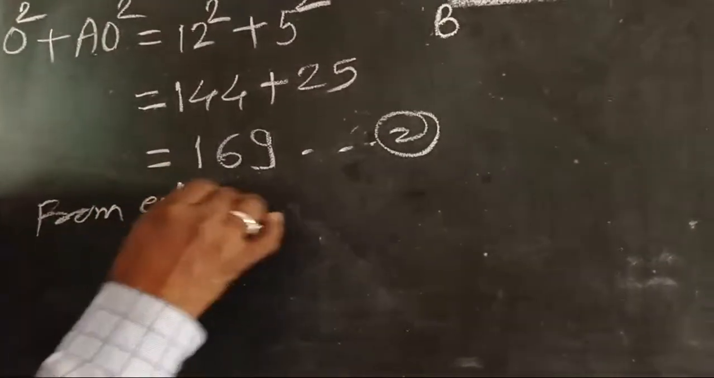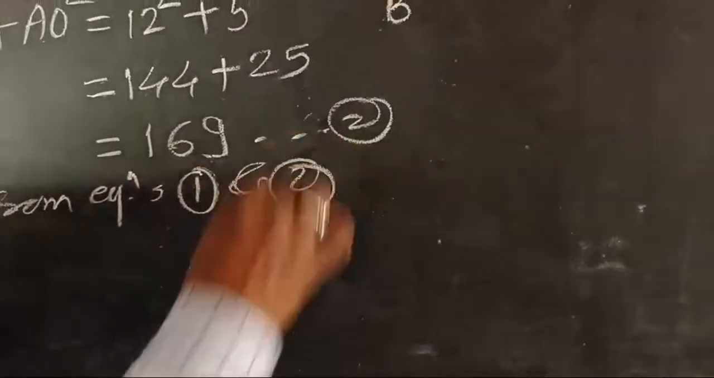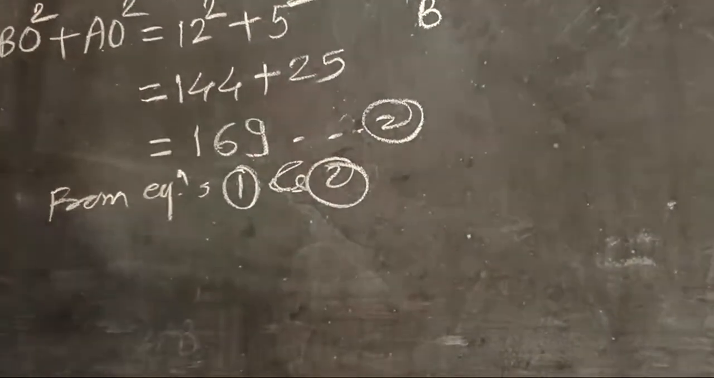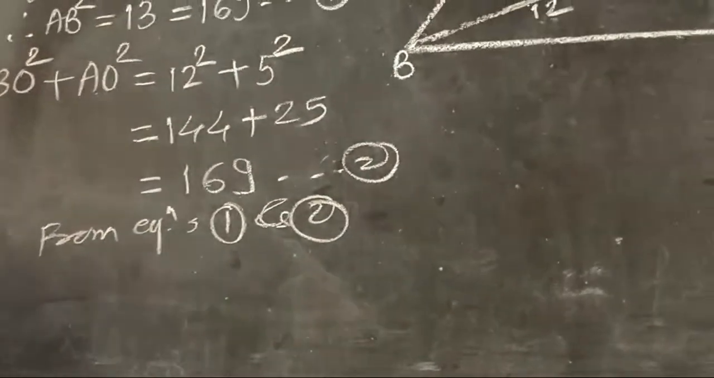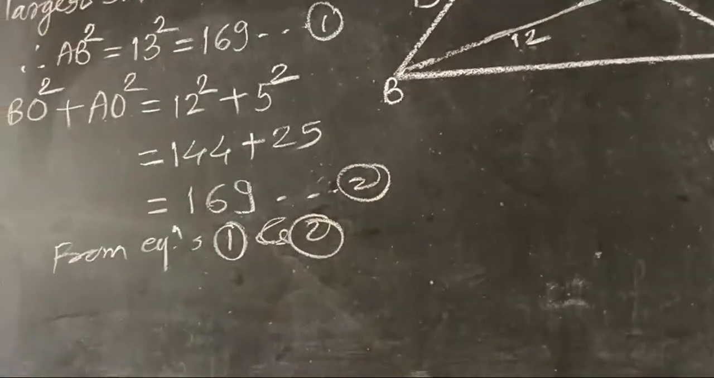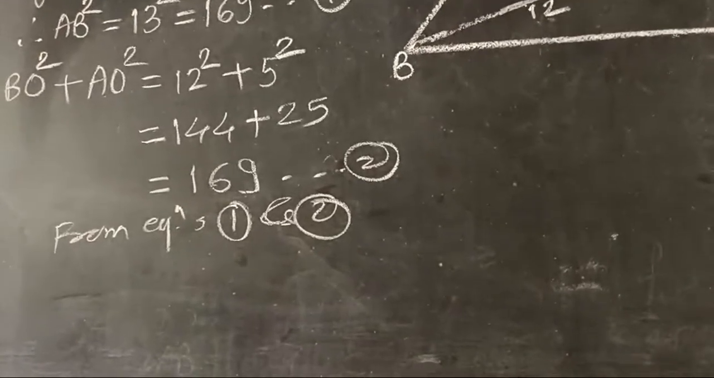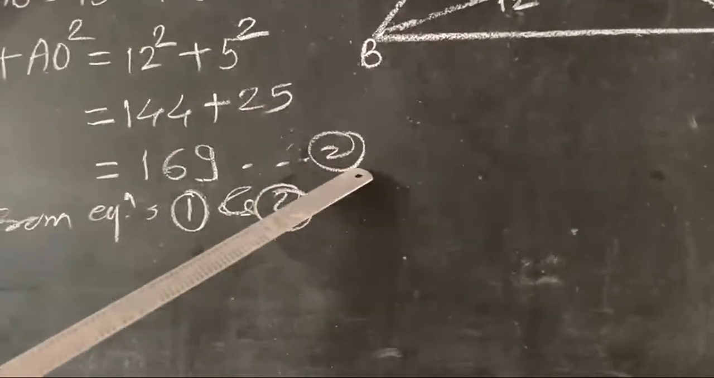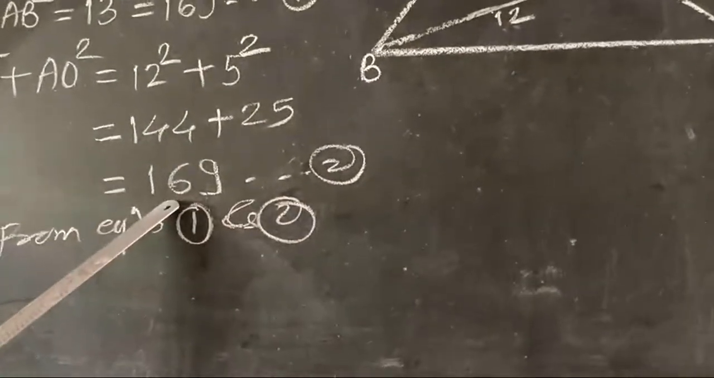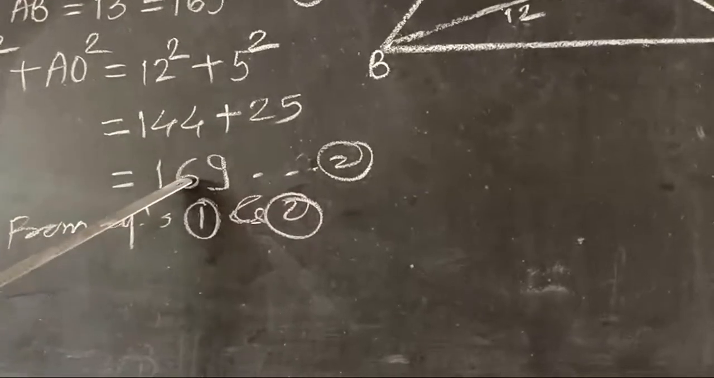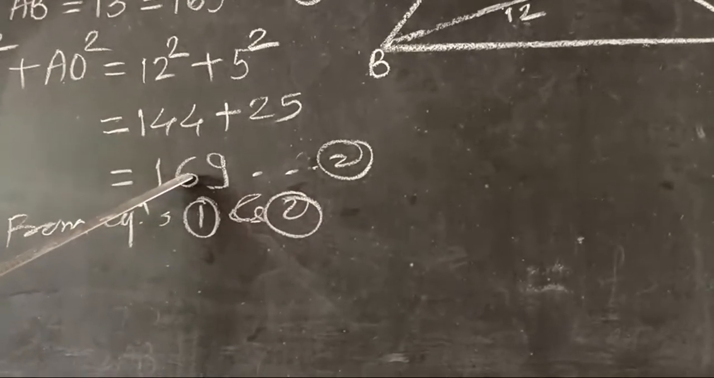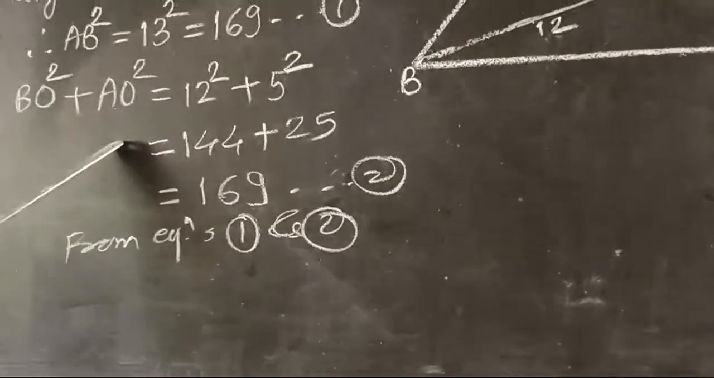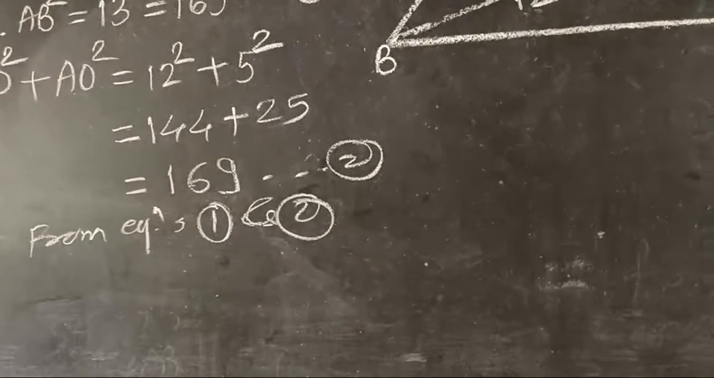From equations 1 and 2. Equation 1 gives 169 and equation 2 gives 169. Means both values are equal. Both sides are equal.